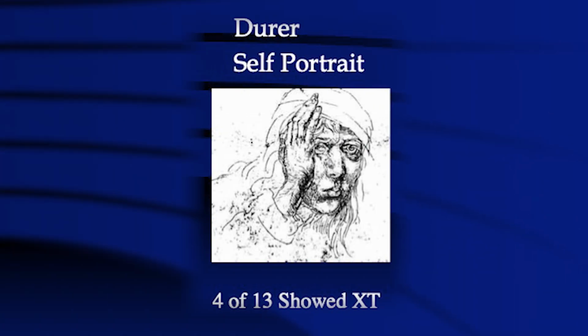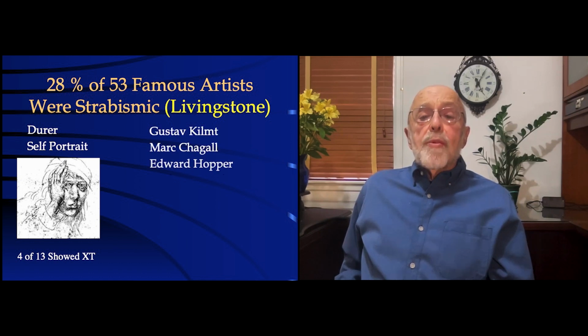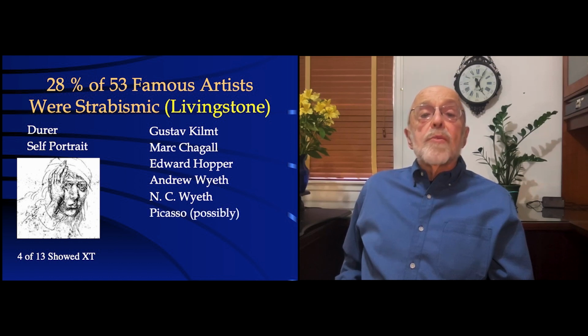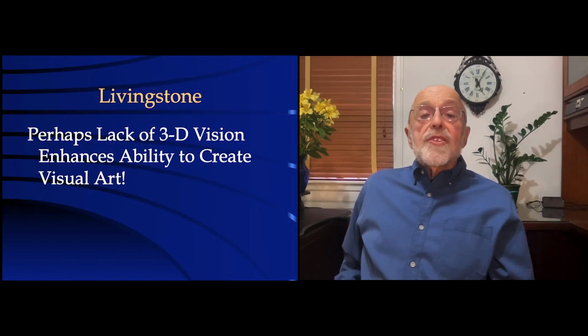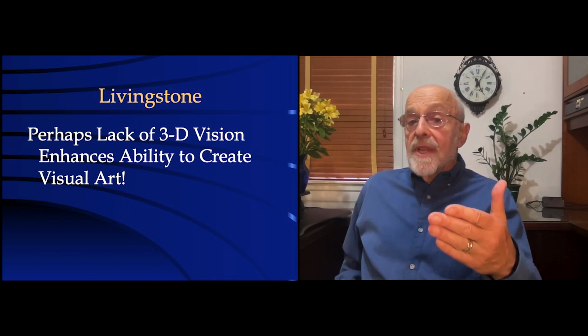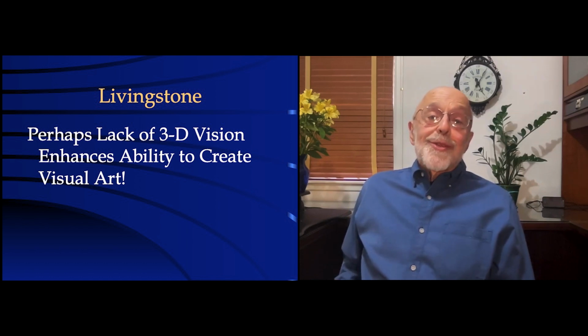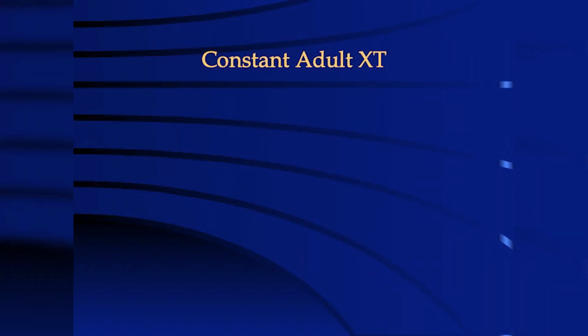Many famous artists were strabismic. Dürer was shown to be exotropic in 4 of 13 of his self-portraits. And all of these artists on your right, Klimt, Chagall, Hopper, 2 Wyeths, and possibly Picasso were strabismic. Livingstone suggested that perhaps the lack of stereopsis or 3D vision enhanced the ability to create visual art. Something to think about. So let's move on to constant adult exotropia.